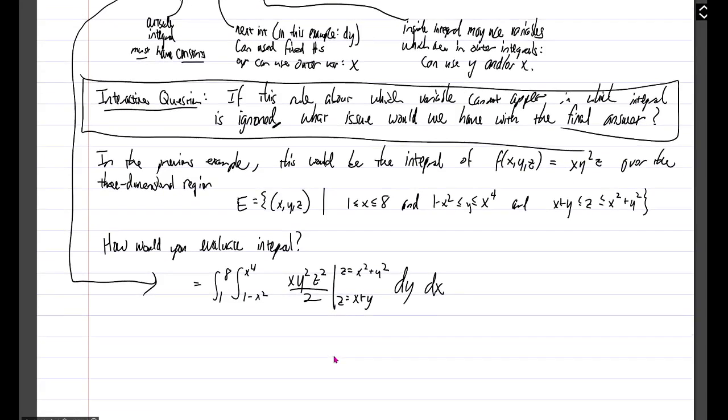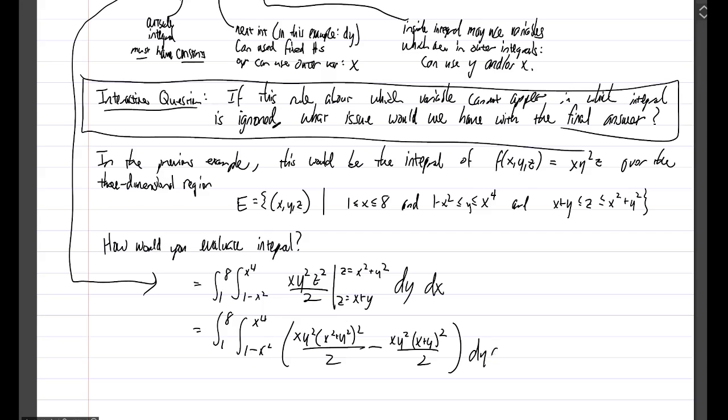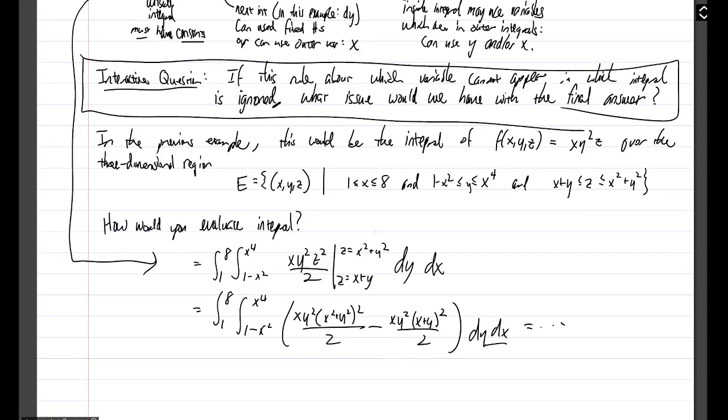Just to do one more step here, integral 1 to 8, integral 1 minus x squared to x to the 4th, of x y squared times x squared plus y squared quantity squared over 2, minus x y squared times x plus y quantity squared over 2, dy dx. So we'll pause here. We could continue this further, but you've got to square this and so on and so forth. So there's some work to do here, but at least now it's an integral. It's just a double integral now.